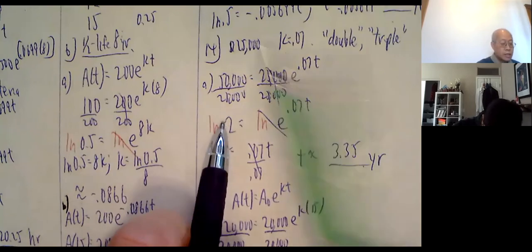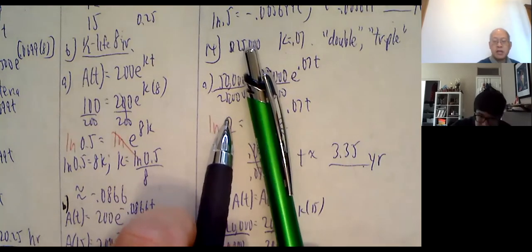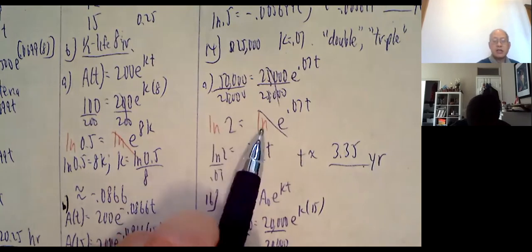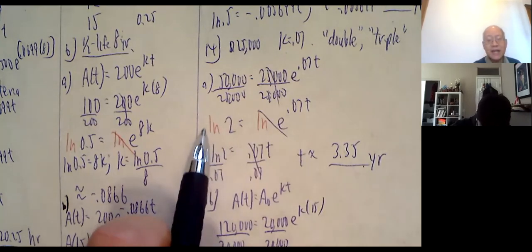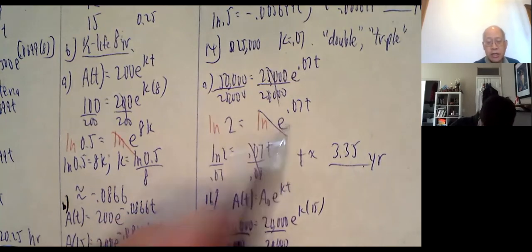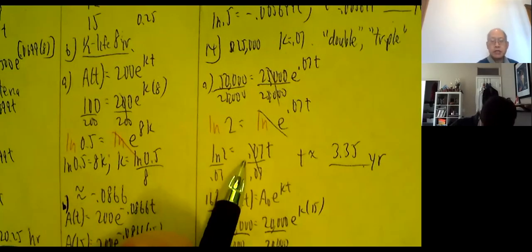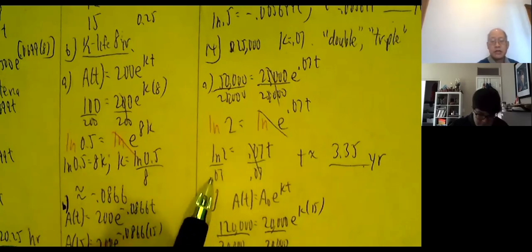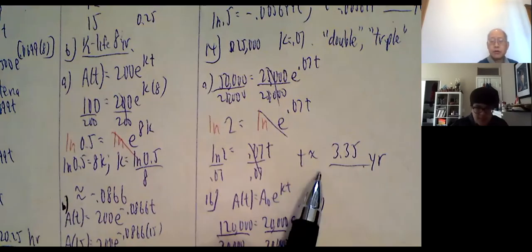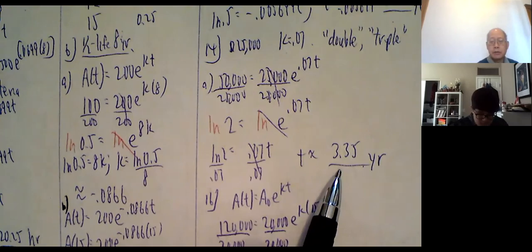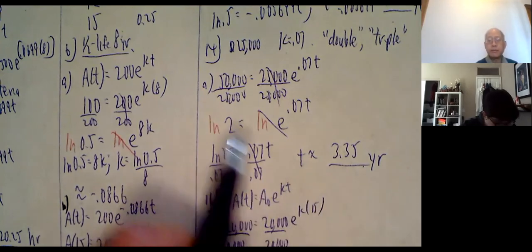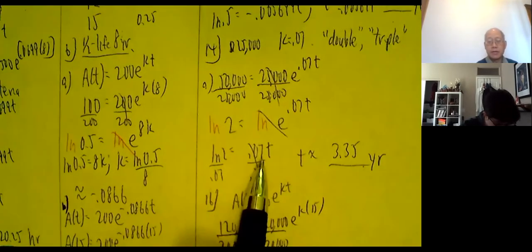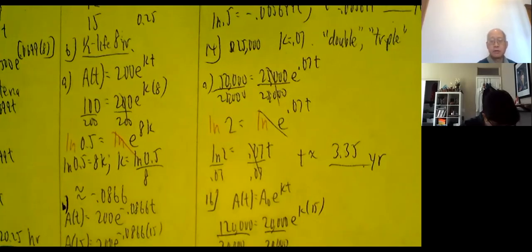So 2 equals e to the 0.07t. Take the natural log of both sides. Again, technically, you don't say multiply by ln. Okay, you take the natural log of both sides. ln and e cancel out. ln 2 is 0.07t. Divide by 0.07. 3.35 years is my answer. Okay, and then triple, you do the same thing, except this would be a 3 over here.